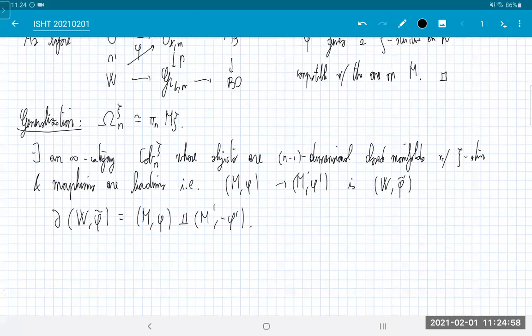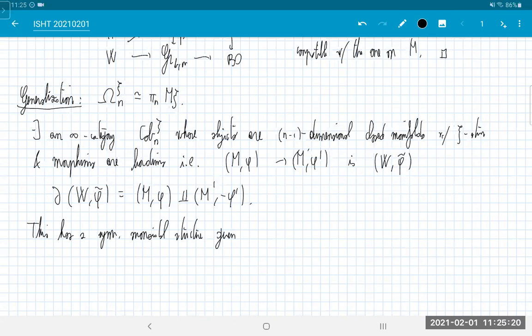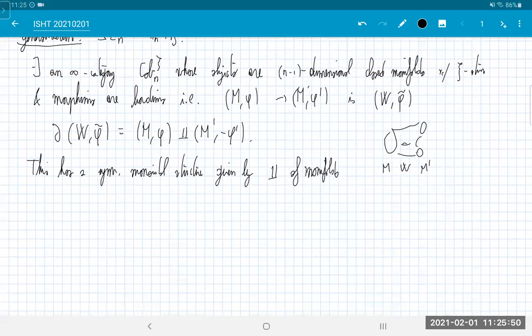This requires some work to define. It's not that hard, actually. But I'm not going to do the technical work. I'm just going to give you a very rough sketch of this thing. And this has a symmetric monoidal structure given by disjoint union of manifolds. I hope at least this statement is believable. So a morphism looks something like this. This is M, this is M prime, and this is W. And you can take the disjoint union.